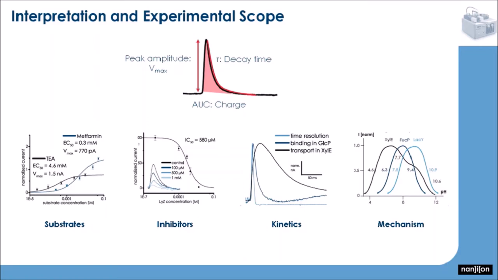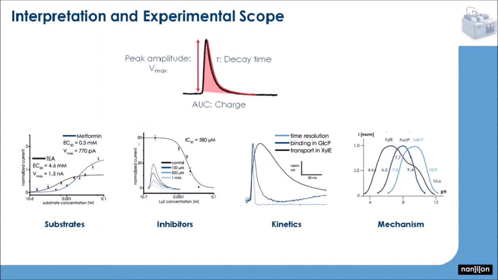Using this kind of activity measurement, you can perform a lot of different assay types. Of course, it's possible to analyze different substrates. What is nice is that you can compare not only the affinity, but also the turnover or the speed of transport for the different substrates. Then we can add compounds which have an inhibiting effect on the transporter and look at a signal decrease with the concentration of the inhibitor. This way, it's also possible to find out if a substance is actually a substrate or an inhibitor.